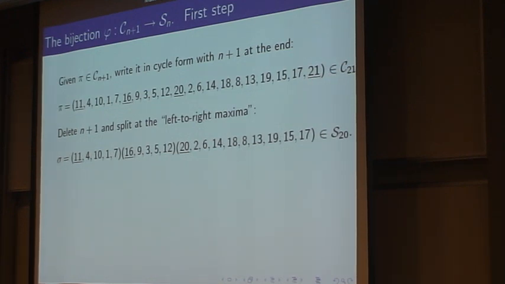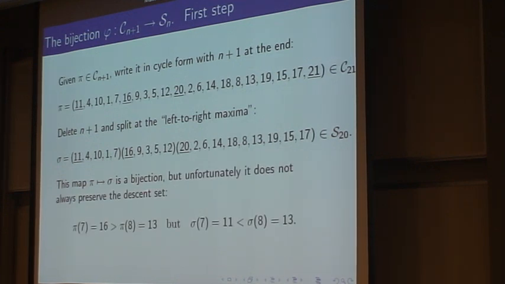And then I look at this permutation. Now, of course, this is a bijection, clearly. But unfortunately, it doesn't work because it doesn't always preserve the descent set. It would be nice if I could just stop the bijection here. But for example, this 7, if you look at 7 and 8, in pi, pi of 7 was greater than pi of 8, but now since the image of 7 has changed, sigma of 7 is less than sigma of 8. And you can see that where the problem happens is exactly in the places where I inserted the parentheses.